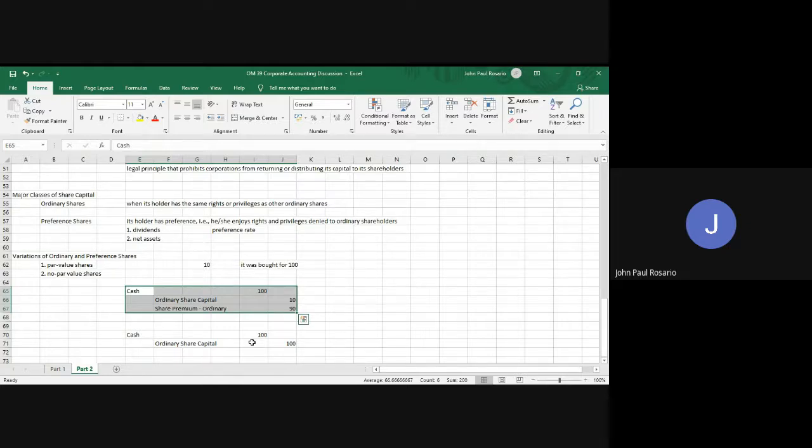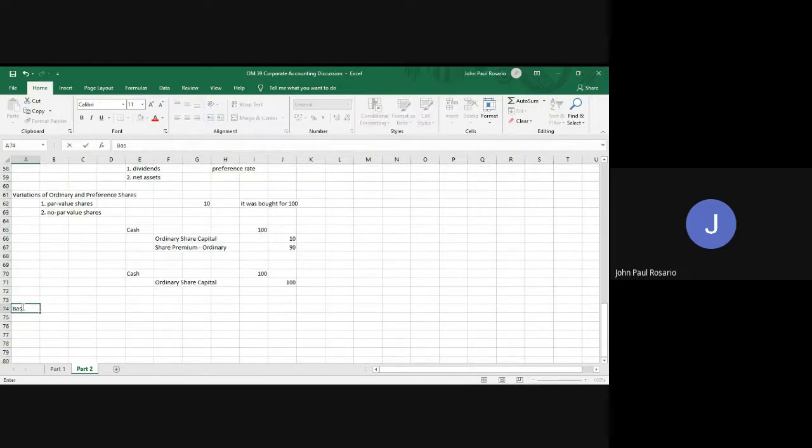So, let's go now to the journalizing of entries. Basic transactions affecting share capital. First is authorization. I would only introduce to you one method, which is the memorandum entry method.